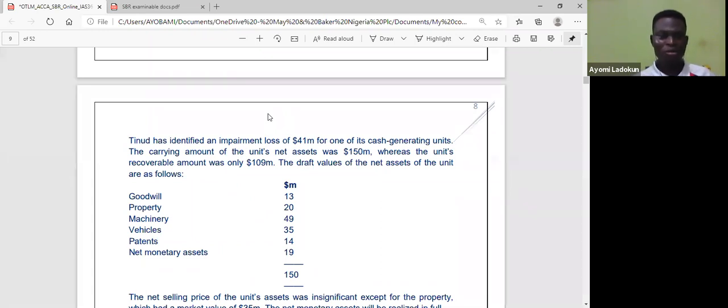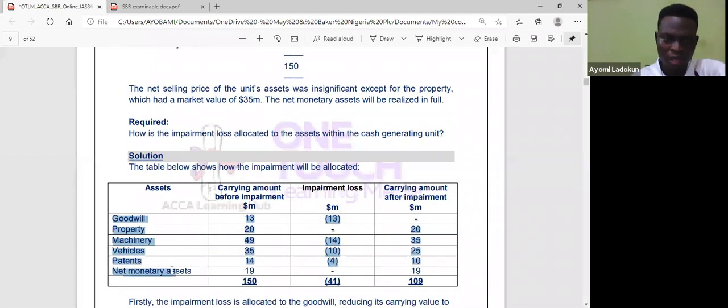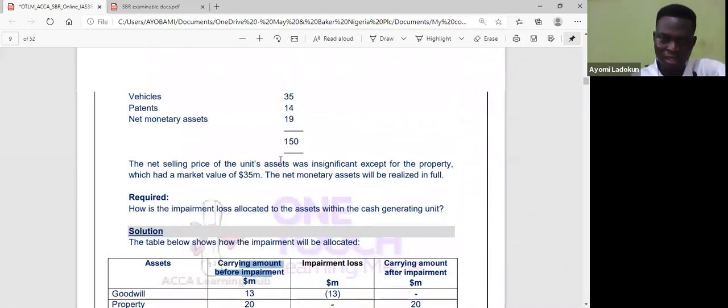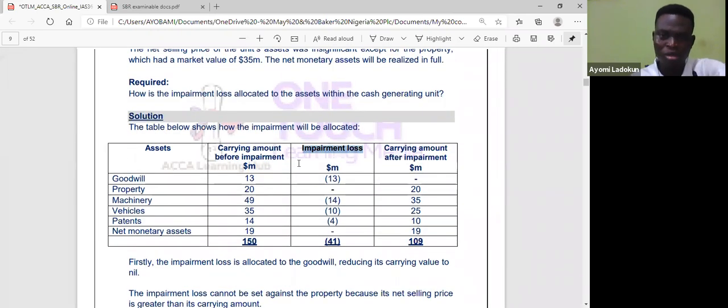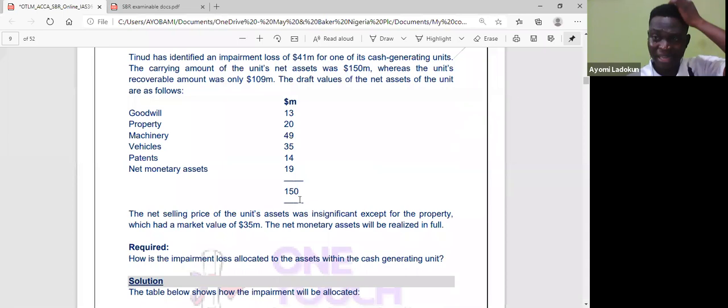All right, now Tinud. When I want to do this, you have to do it in a table. Let me show you. You list out your assets, then the carrying amount before the impairment. Just lift all these figures and put them out. My impairment loss now is 41 that I'm going to allocate. Then I'll ask, is there any asset that is obviously impaired?